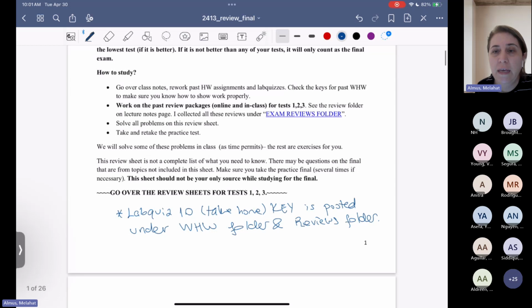Today, I also posted the key for lab quiz 10, which is the last lab quiz you completed last week. It was a take-home lab quiz, and it covers important problems from chapter 6 for final exam purposes. So you are going to go over the reviews for test 1, test 2, test 3. If I were you, I would do the in-class reviews first, and then if you have time, go over the online reviews as well.